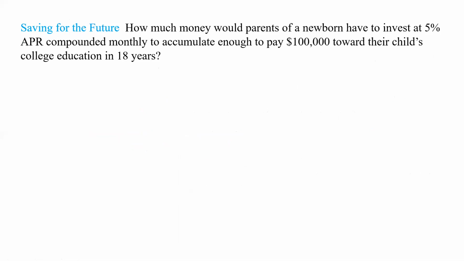All right, so here we're going to save for the future. So how much money would parents of a newborn have to invest at 5% APR compounded monthly to accumulate enough to pay $100,000 toward their child's education in 18 years? So what do we know? Well, we know in 18 years is how long it's going to be. So that's our time. 5%, that's going to be our rate, and it's going to be 0.05.